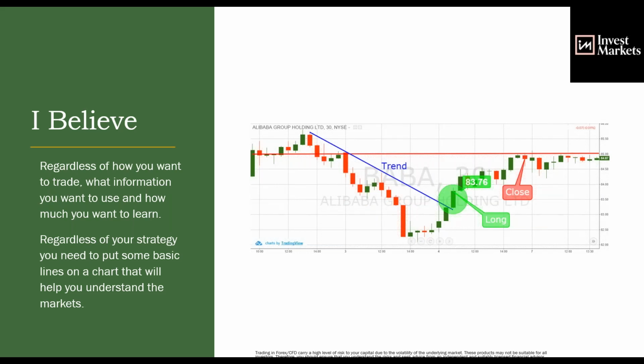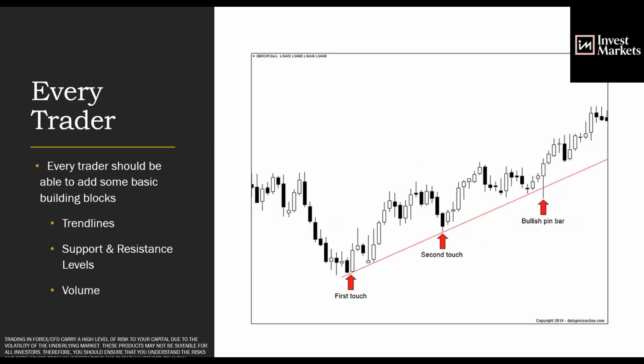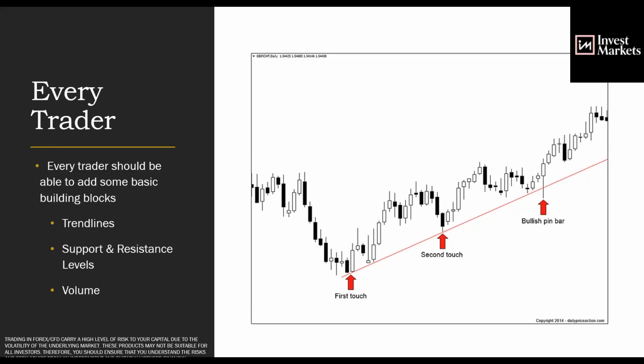So regardless of how you want to trade, what information you want to use, and how much you want to learn, regardless of your strategy, you need to put some basic lines on the chart that will help you understand the markets. You should be able to look at trends and trend lines, support and resistance levels, and use volume. You could actually make entire trading systems and make entire trades using those three basic pieces of information. In our next classes, we have an entire class called The Trend is Your Friend, and we'll teach you about trends and trend lines. We have a class on support and resistance, and then we'll teach you how to build them together into a trading system so that you can make intelligent trades.